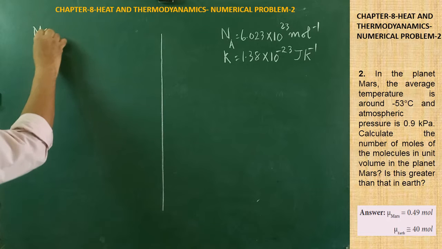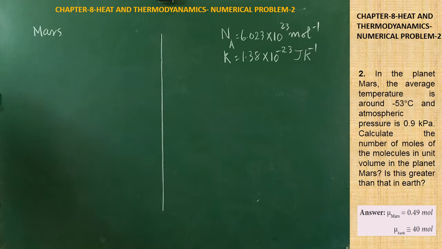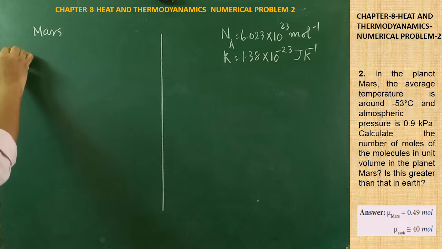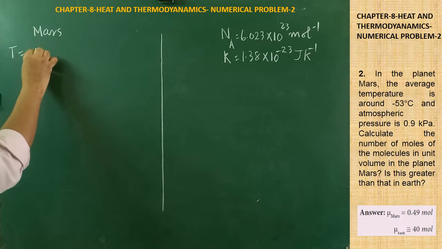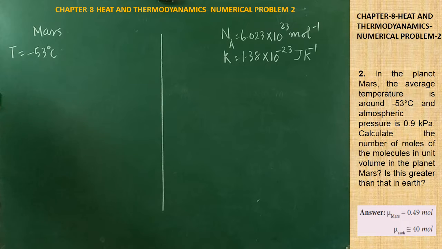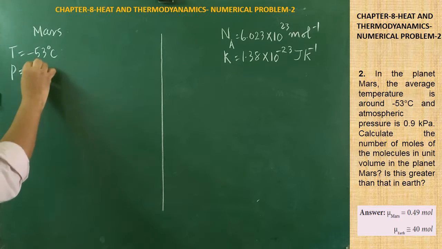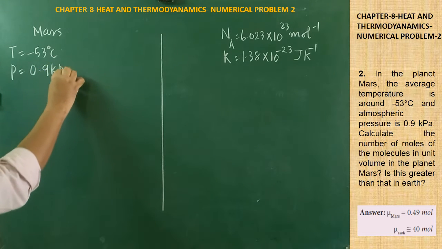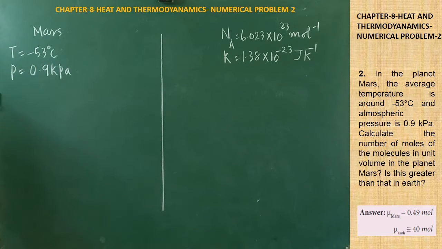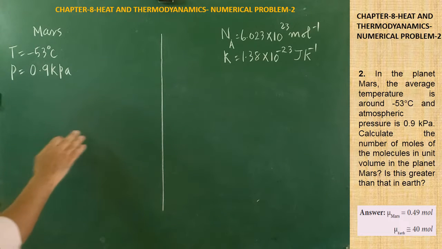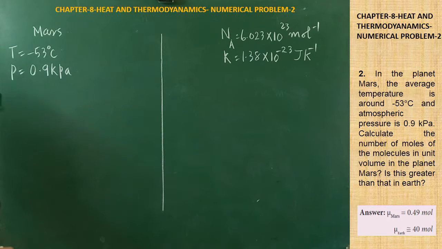First we have to talk about the planet Mars. Here the average temperature T is minus 53 degrees Celsius and the atmospheric pressure P is equal to 0.9 kilopascal. These two are given. Calculate the number of moles of the molecules in unit volume on the planet Mars, and then compare the value with that of the Earth. The same thing is to be calculated, but this value is to be compared with the value obtained in the case of Earth.